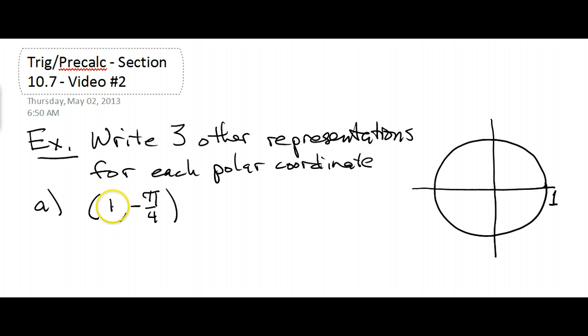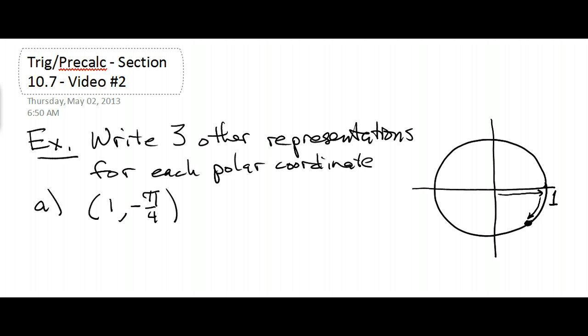So I've got 1 positive, so I'm going to go to the right 1, and then I've got negative pi over 4, so I'm going to rotate in a clockwise direction down to the middle of the 4th quadrant right there. So here's my point right over there. So I went to the right, and then I rotated clockwise to get down there. So we have to figure out 3 other ways to get there.